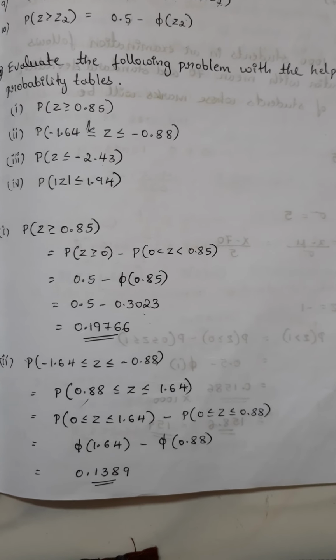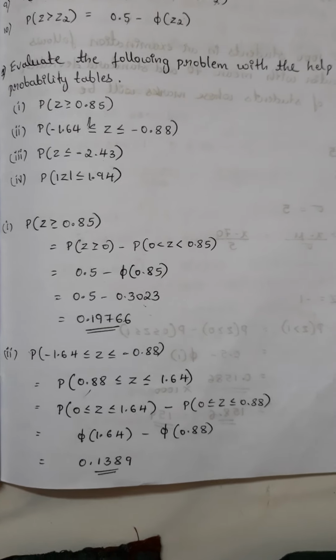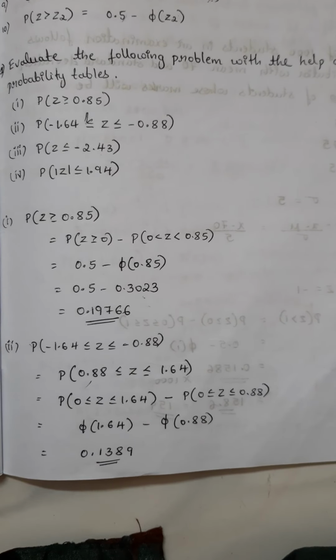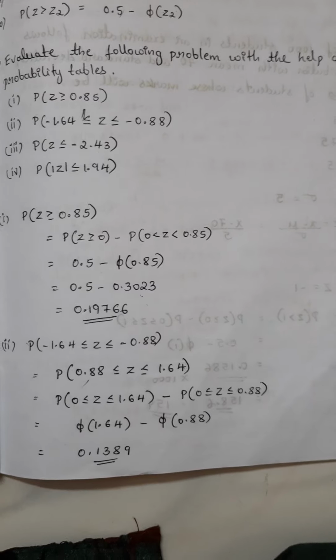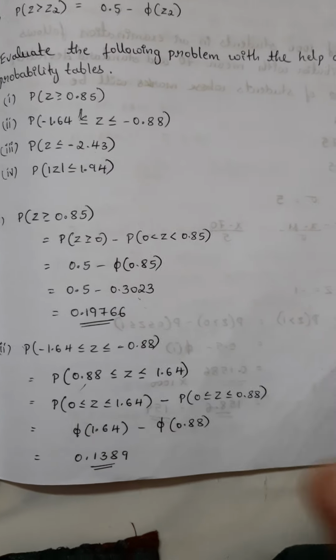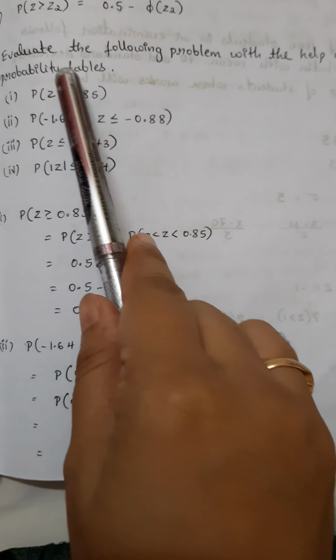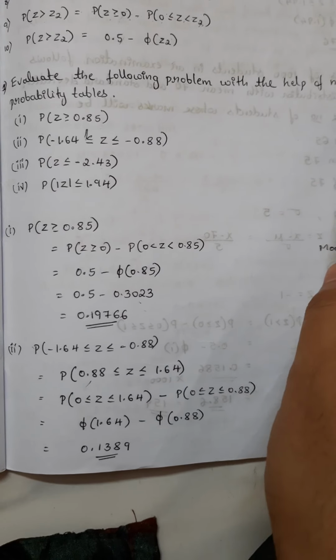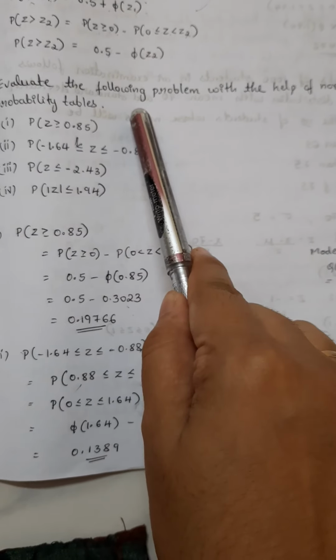In the last video, we discussed the definition of normal distribution and also standard normal distribution and a few important results. Now let us take up an example of normal distribution. Evaluate the following problem with the help of normal probability tables.